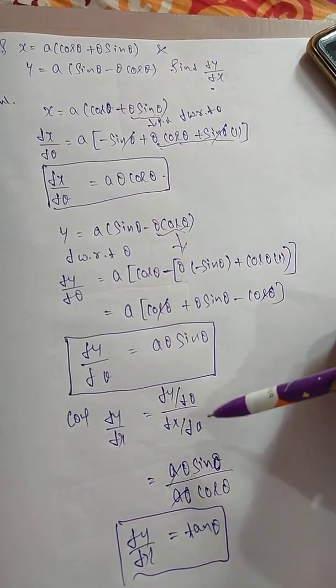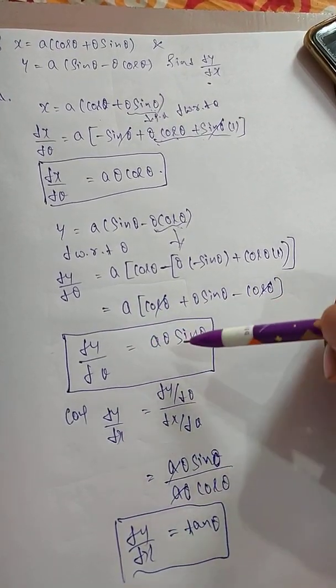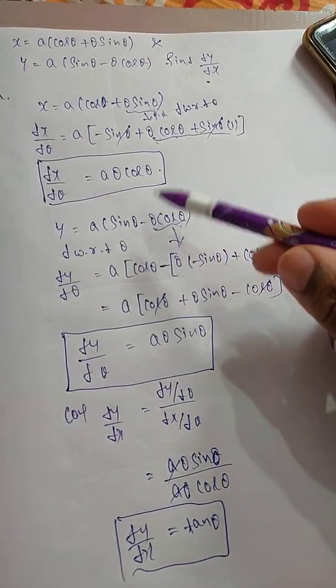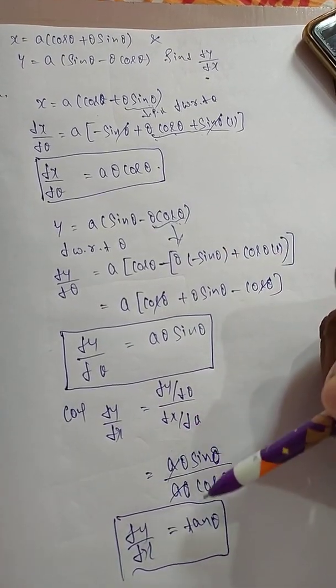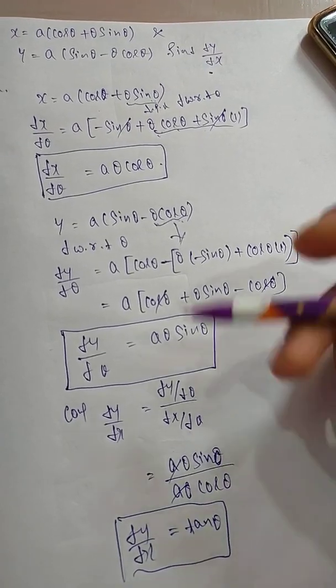Now consider the dy by dx. Dy by dx is equal to dy by d theta by dx by d theta. dy by d theta is a theta sin theta. dx by d theta is a theta cos theta. A theta cancel. Sin theta by cos theta is tan theta. So this is the answer. Is it clear?